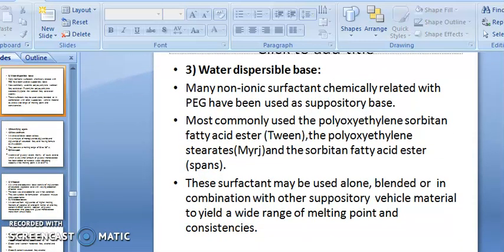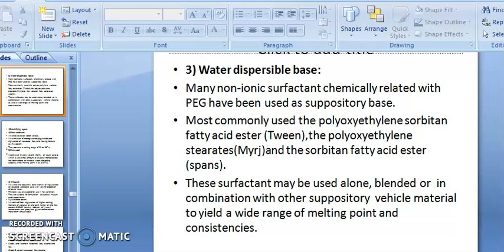Then the water dispersible base. Many non-ionic surfactants chemically related to polyethylene glycol have been used as suppository bases. Most commonly used are polyoxyethylene sorbitol fatty acid ester, that is Tween, polyoxyethylene stearate, that is Myrj, and the sorbitol fatty acid ester, that is Span. This surfactant may be used alone, blended, or in combination with other suppository vehicle materials to yield a wide range of melting point and consistency.